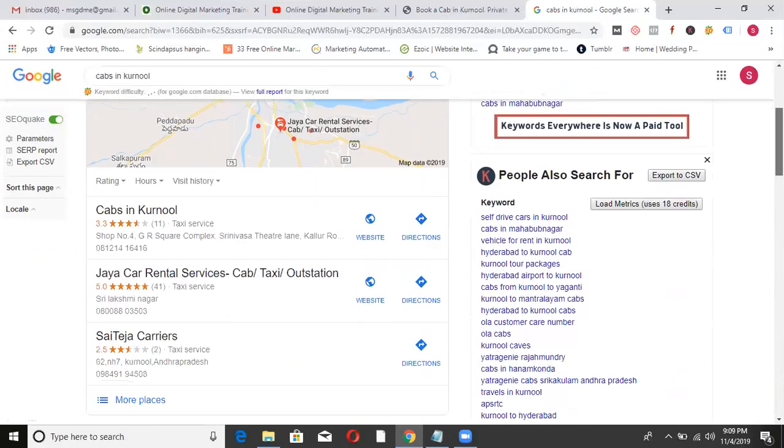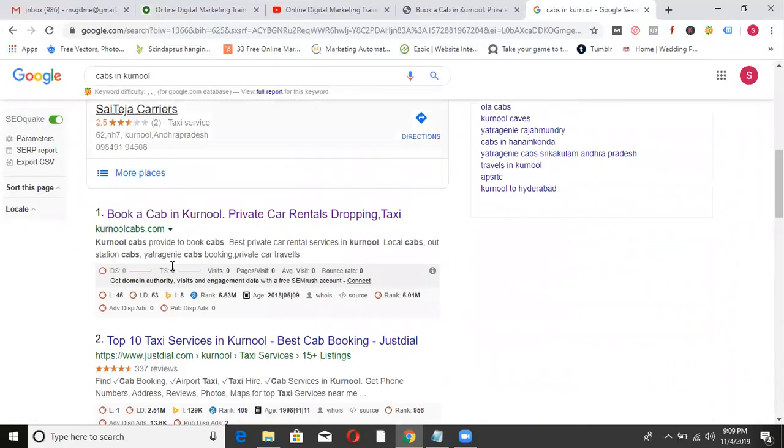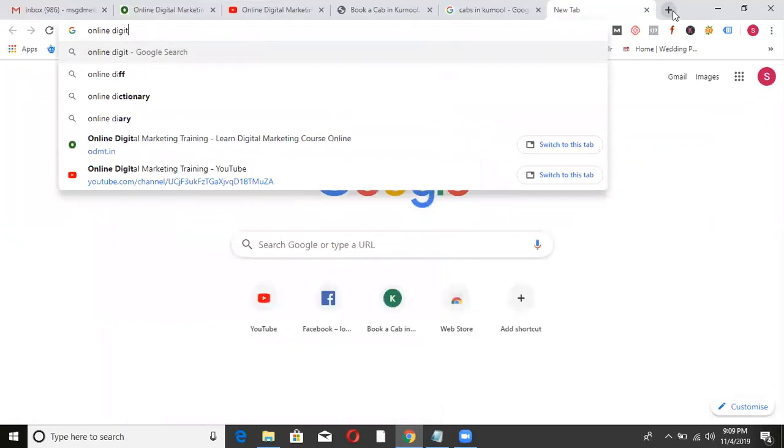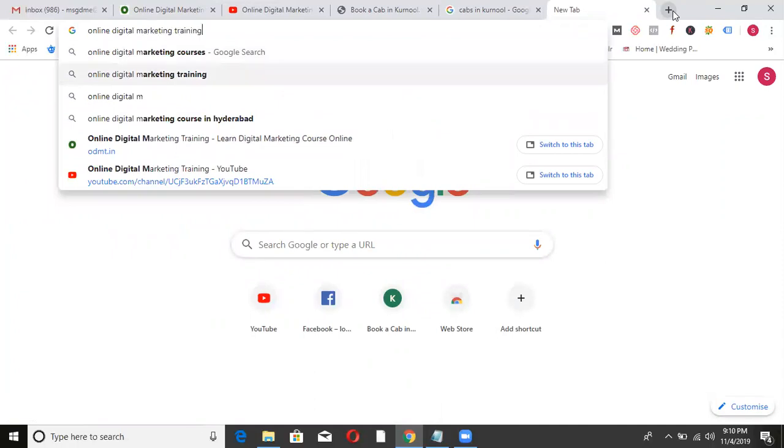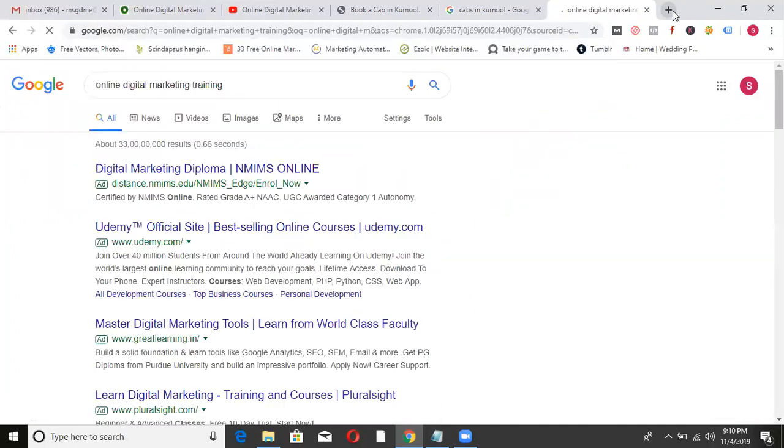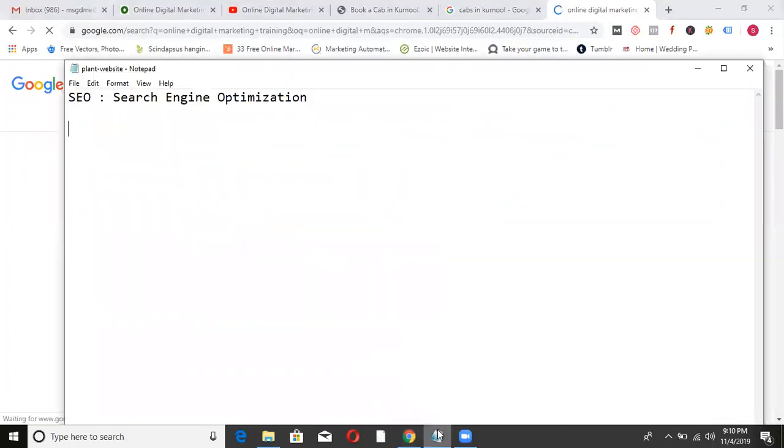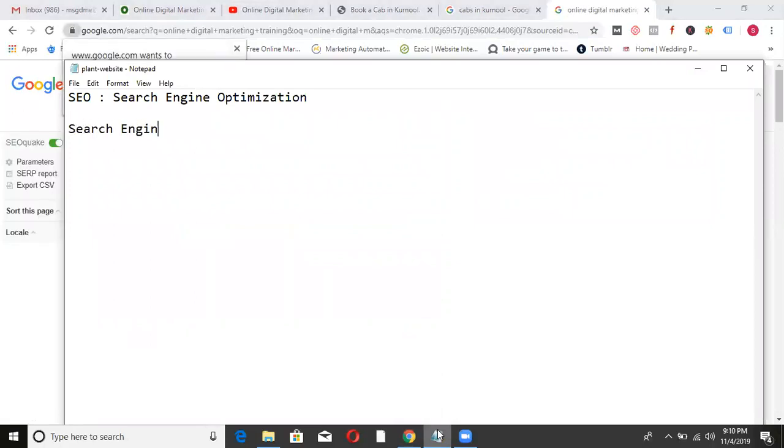In this case, if you see here, I put my website in first position. Before you understand SEO, we should understand search engines. Then we'll move on to this.